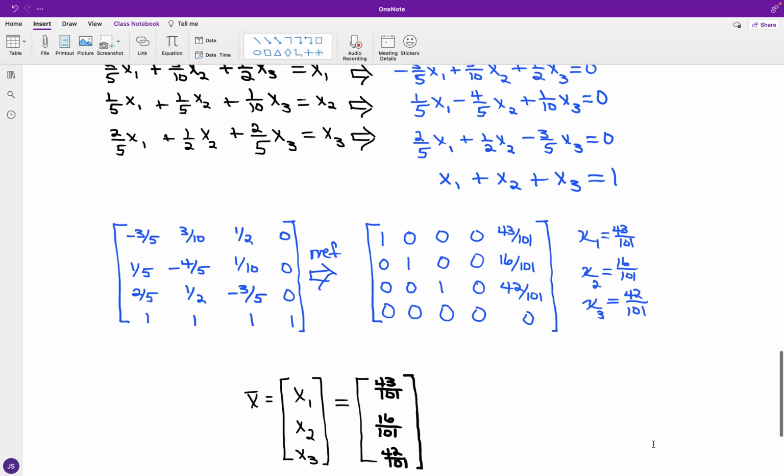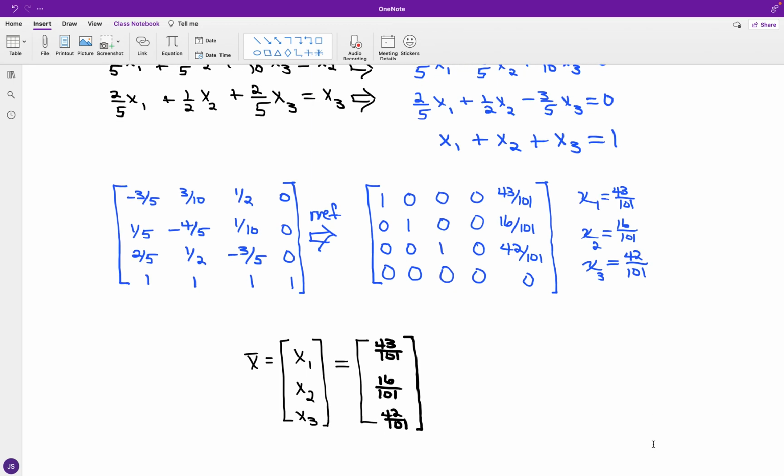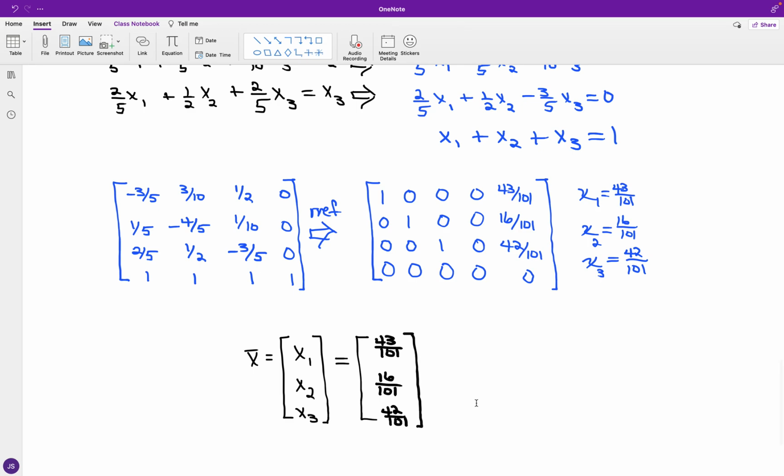And so for the steady state matrix, we come out to where, again, with x of 1, x of 2, and x of 3 lined up, we have the respective values of 43 over 101, 16 over 101, as well as 42 over 101.